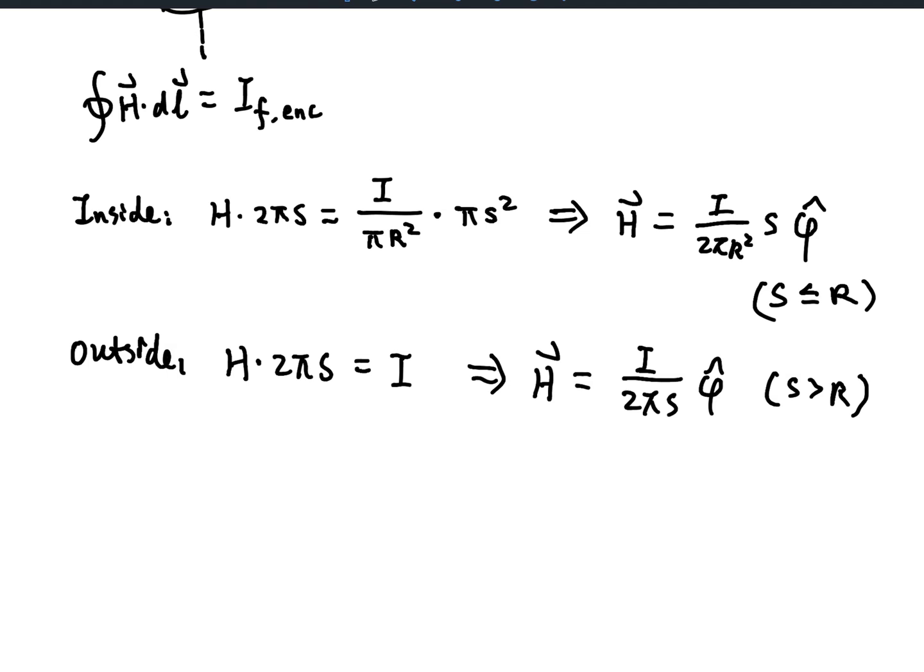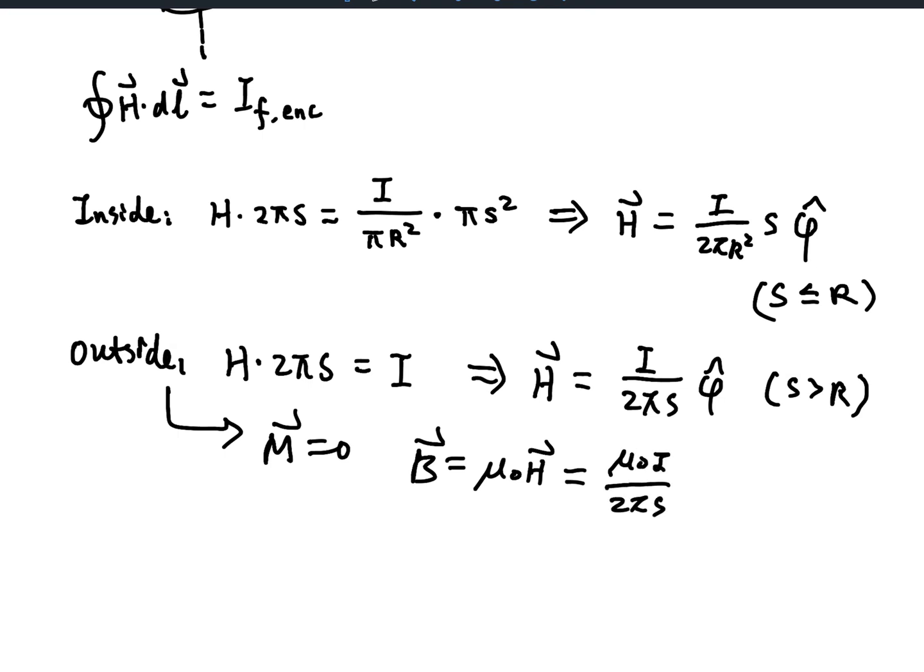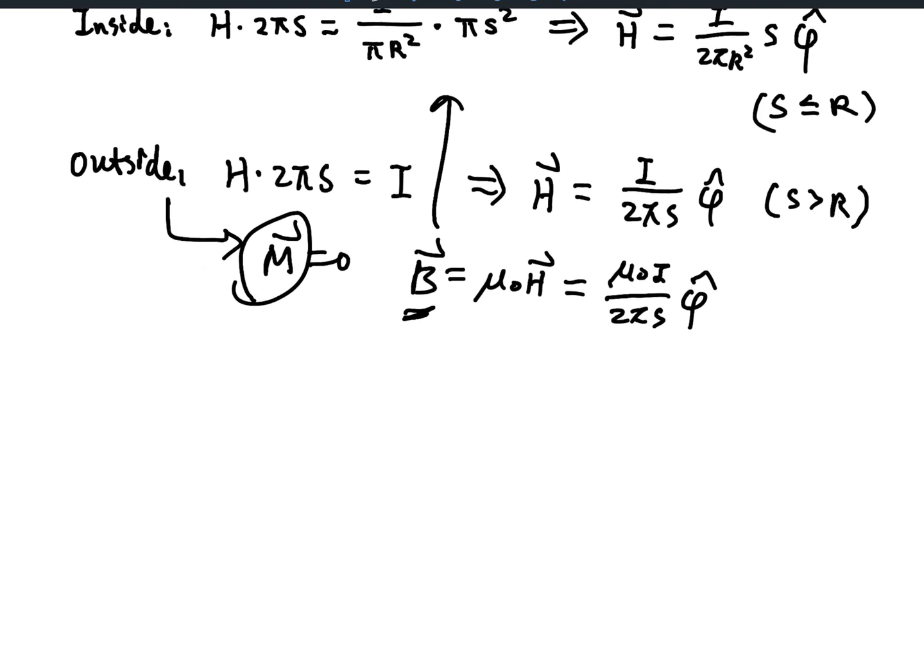And then of course, outside, M is really 0. There is no copper outside. So B is just mu 0 H, which is mu 0 I divided by 2 pi s, phi hat. Of course, we can also calculate B inside, but we need to know the M distribution. Currently I didn't provide you that information, so you cannot do the calculation right now.